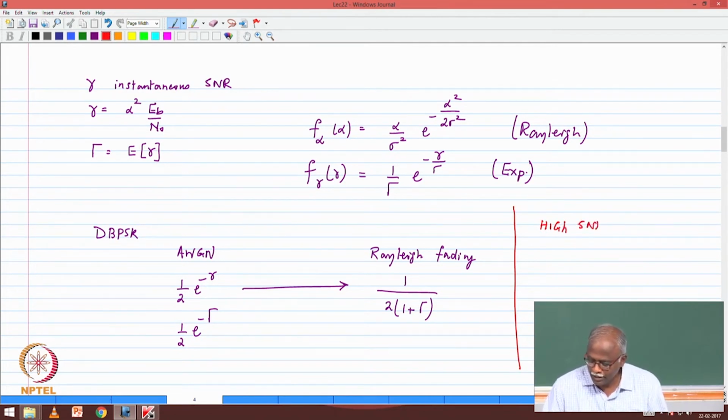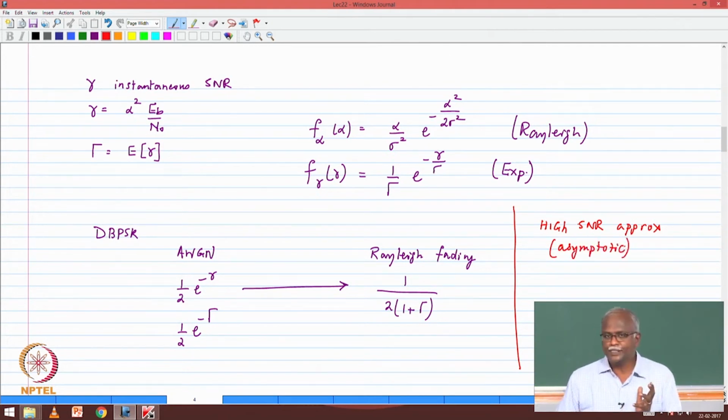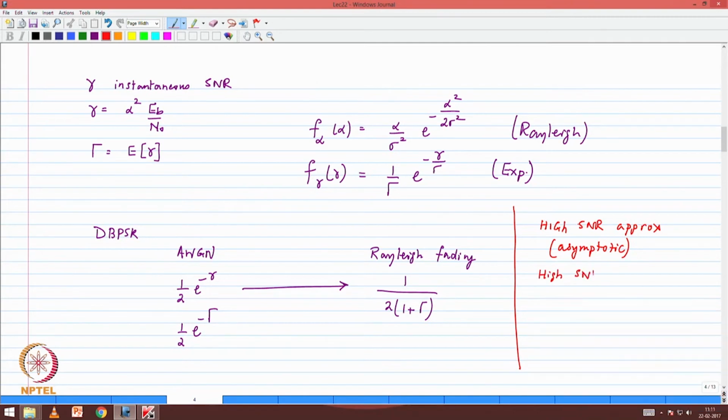So high SNR approximation or asymptotic analysis, sometimes we call it asymptotic analysis. Asymptotic analysis basically says what happens when my SNR is high. So which means my gamma is much greater than 1, because gamma equal to 1 is 0 dB SNR. That's not what we're talking about, a 20, 30 dB SNR, where gamma is much larger than 1.